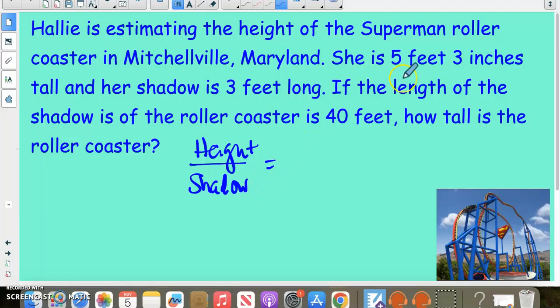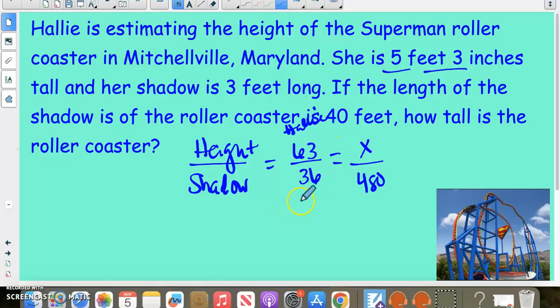Alrighty, so I'm going to go ahead and convert these to inches. So 5 feet 3 inches would be 63, and her shadow is going to be 36. So 63 to 36. This is for Hallie. Equals, and then we're trying to figure out the height of the roller coaster over. I'm going to go ahead and convert this to inches as well. You don't have to if you don't want to. Just make sure you have your decimal correct.